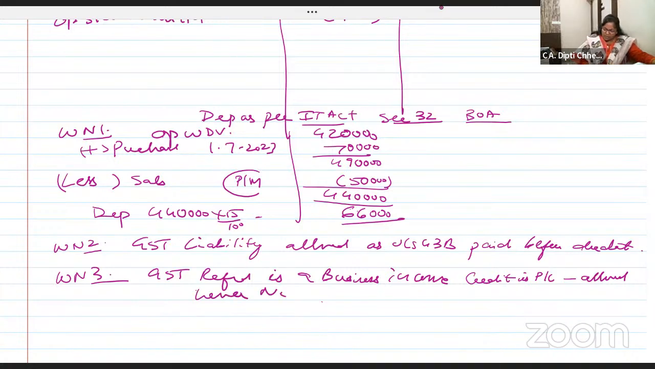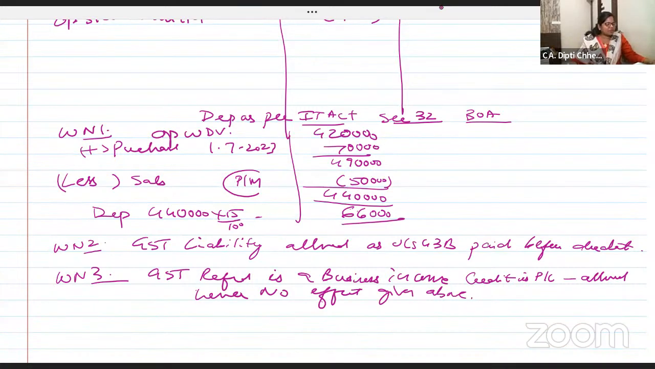Hence, no effect given above. I'm repeating, GST is allowed as expense. GST refund is business income. Is it credited in the P&L account? Yes. So what you should do, add or less? No. No need to give any effect.